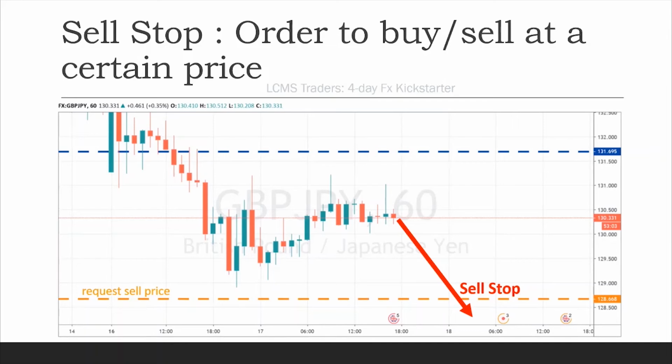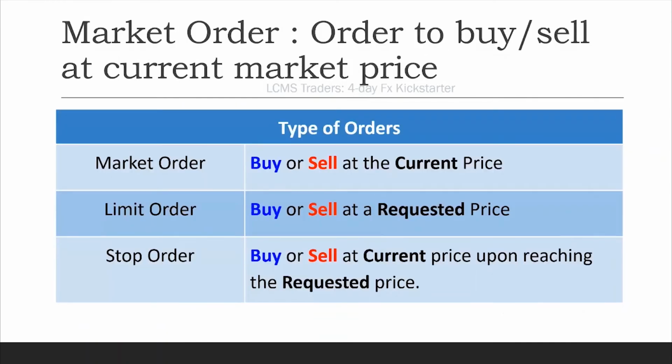Okay, so as a summary, comparing the three different kinds of orders: a market order is to buy or to sell at the current price. A limit order is to buy or to sell at a requested price, which means that it's going to go up and then turn back down where you enter that trade to sell, or go down and turn back up where it enters that trade to buy.